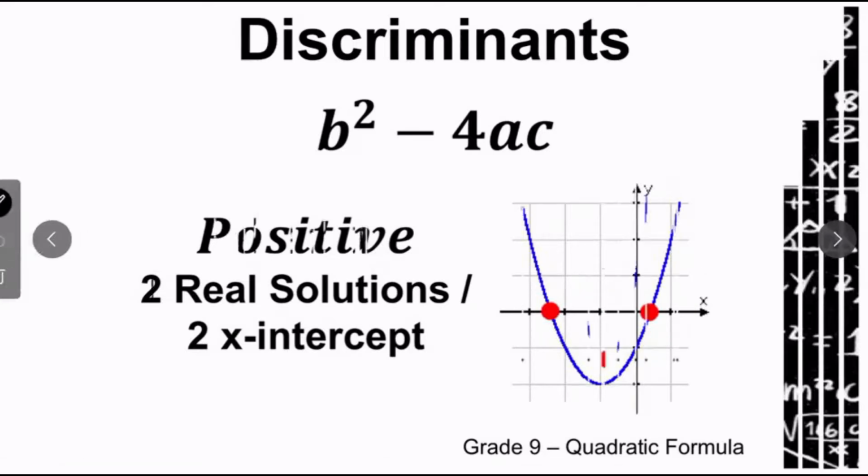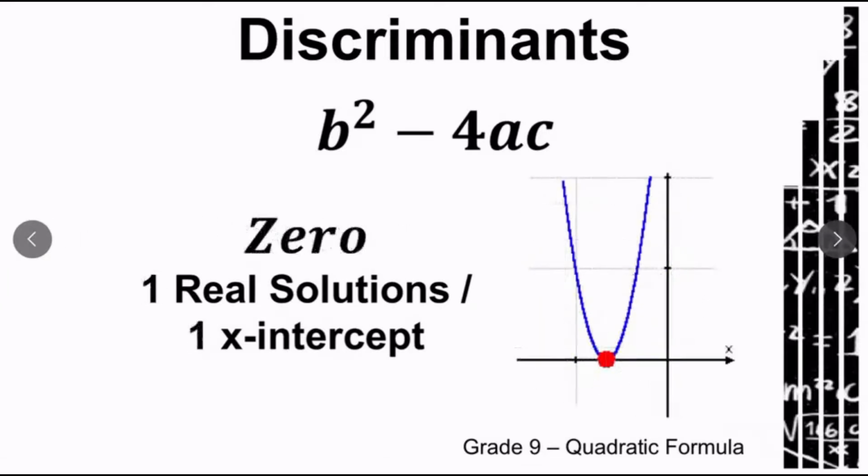While in our zero discriminant, therefore we have only one real solution, and more likely we have only one x-intercept. So our graph will be like this one. Only once, or at only 1 point, our graph and our x-axis intersect.